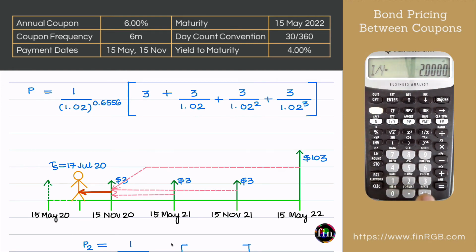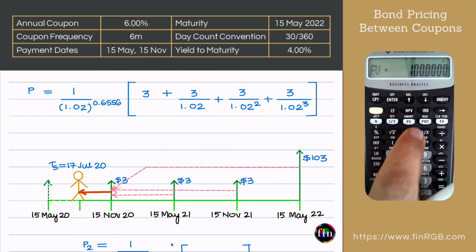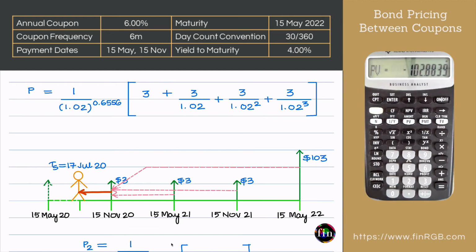Then the payment which I receive every period is $3. The face value is $100. Okay, so let's calculate the present value for this stream of cash flows. It comes to 102.8839. Let's remove the minus sign and include in it the $3 which get paid on 15 November 2020.